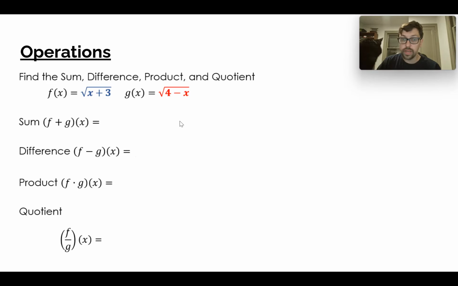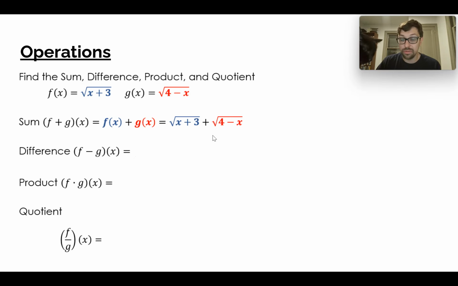So here we're trying to find the sum, difference, product, and quotient. I've got f of x equals the square root of x plus 3 and g of x equals the square root of 4 minus x. If we look for the sum, f plus g of x, that is f of x plus g of x, which is what this operation means. So we just add those two functions together: the square root of x plus 3 plus the square root of 4 minus x.